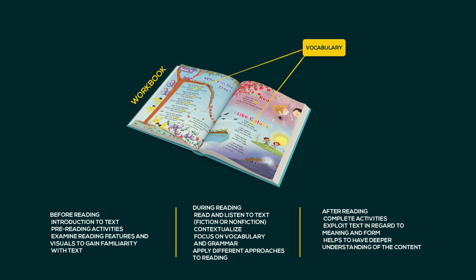During reading, they would listen carefully to the text being read out by the teacher or another student in class. They could contextualize the text and decipher the hidden meanings in the sentences, focus on vocabulary and grammar, and then apply different approaches to reading the text.